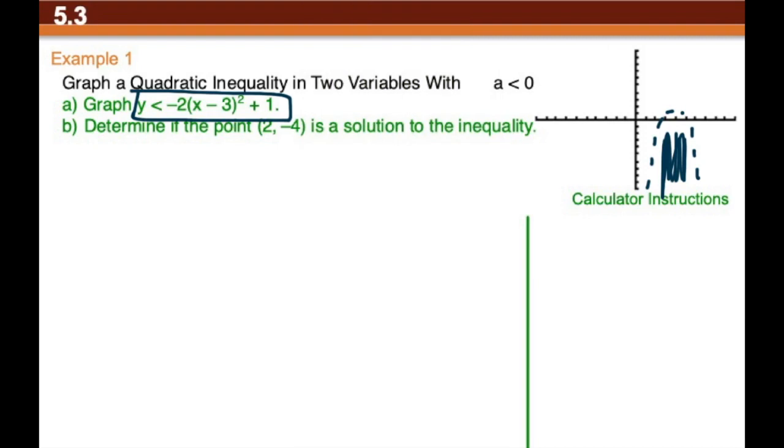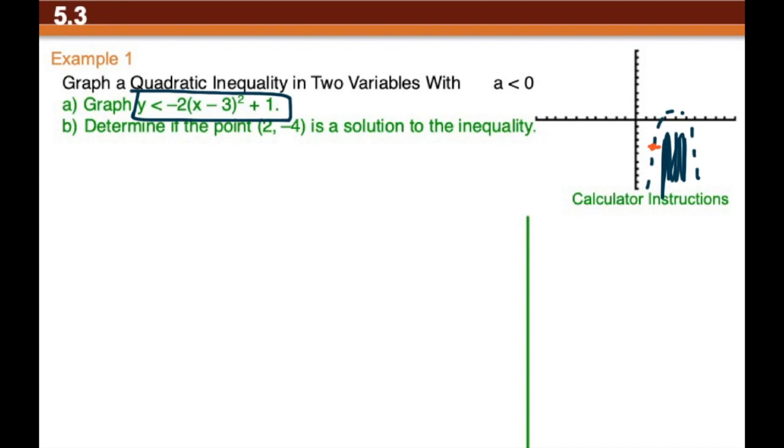And question B, determine if the point 2, -4 is a solution. Looking at the graph, the point 2, -4 is roughly here, which makes it a little bit unclear whether or not it is actually part of the solution or not. So much so that we can't make an accurate determination based on just that.